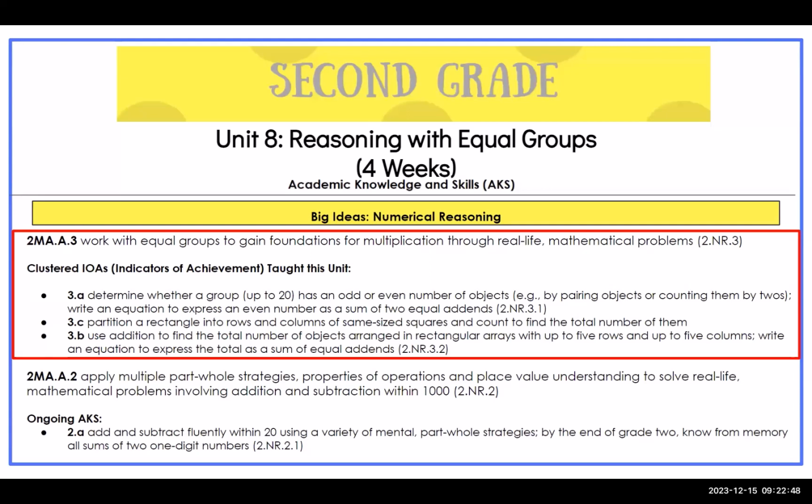rows and 5 columns. One consideration of this IOA is that students should be able to identify the number of groups of a number of objects expressed as a multiplication equation. For example, 3 plus 3 plus 3 equals 9. But it also is the same as 3 groups of 3, which can be expressed by stating 3 times 3 equals 9.